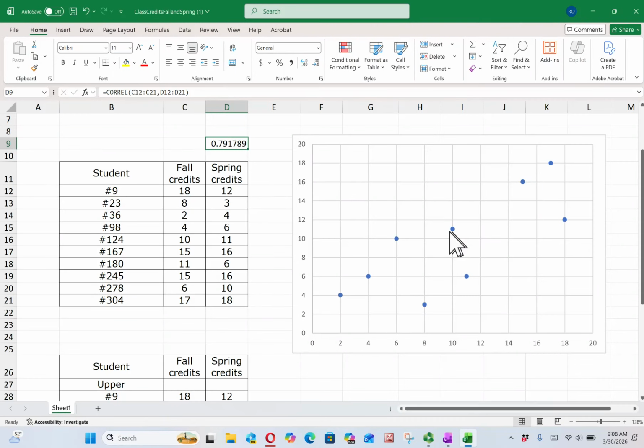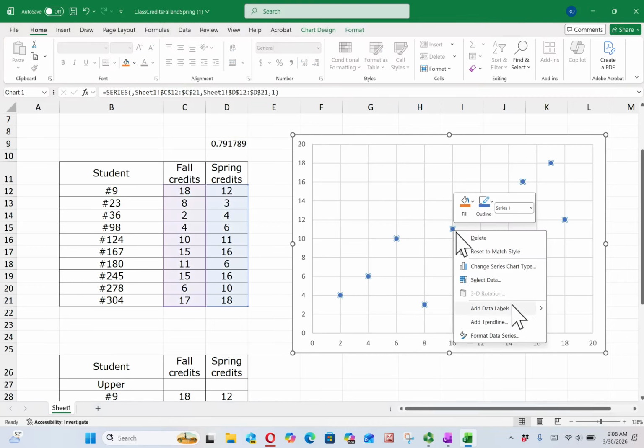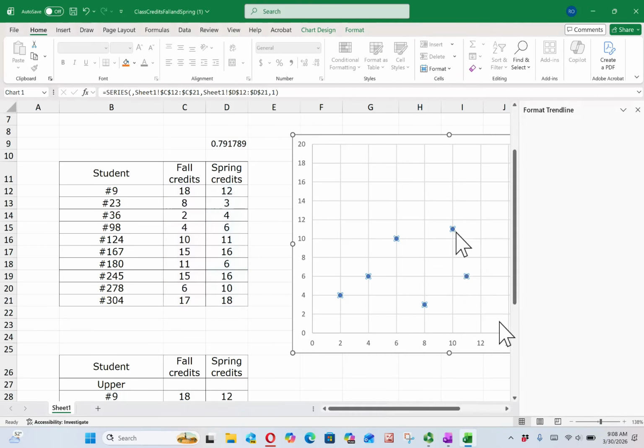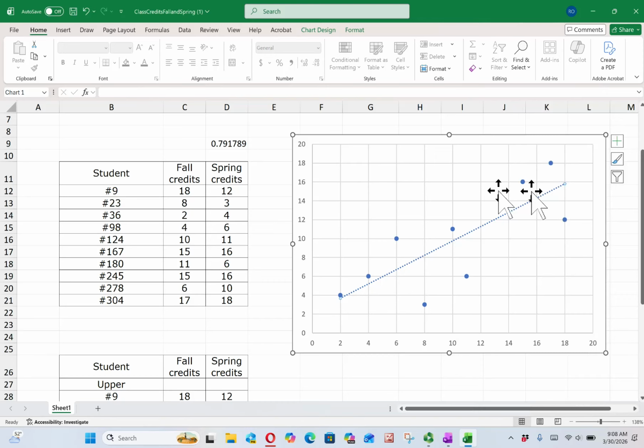I'm going to put a trend line in it. Pick a spot, one of the data points, right click, and add trend line. So that they would go on the x-axis, find a number of credits, and then go up to the line to see what the spring credits might be. And the line, it isn't even, but it fits those pretty well.